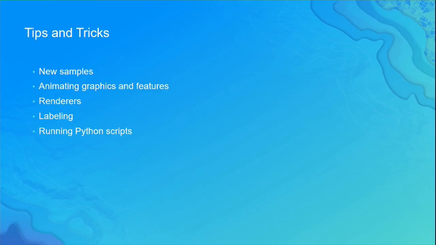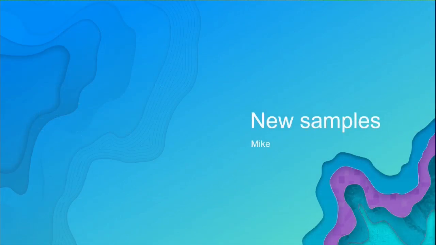We've added lots and lots of new samples to the samples repo that we host in GitHub. So the sample source code is out there. But we also integrate that back within our documentation, and we'll take a quick look at that, and some of those new samples. And then Morten will take a look at animating graphics and features, and then we'll take a look at some of the renderer types that you might not be familiar with, and at least how you do those in the API. Then a look at labeling and some of the new labeling features, and then running Python scripts within our .NET API as well. Okay, so we'll start off with the new samples.